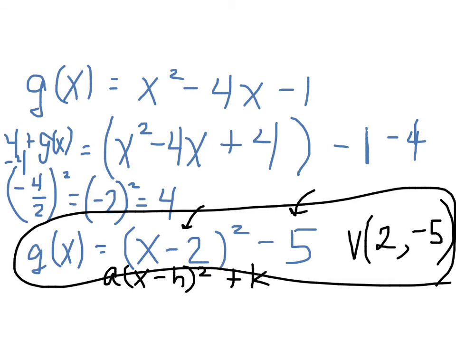Would you like to do another one? I have a quick question. If 4 came out as a negative, then when you put it on the outside, it would be a positive? Okay. It's never going to be a negative that you add, because when you square it, it's always positive no matter what.